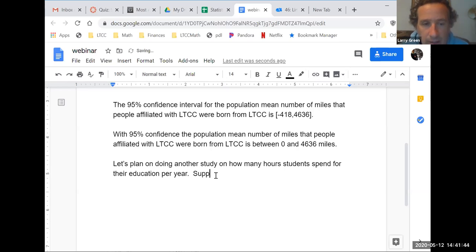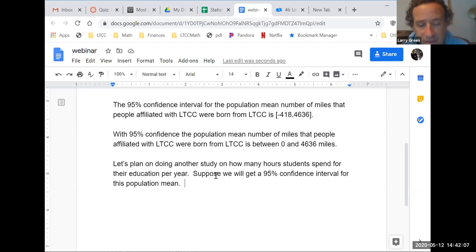And suppose that we will get a 95% confidence interval for this population mean. So now the question is, what does the 95% mean? What does it mean to even say 95%? So what does it mean to say 95% confident?